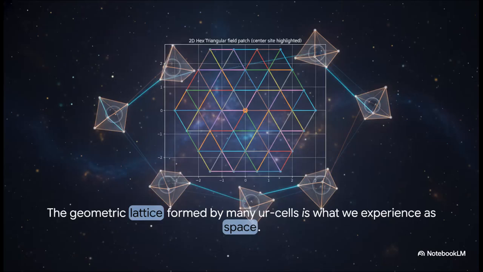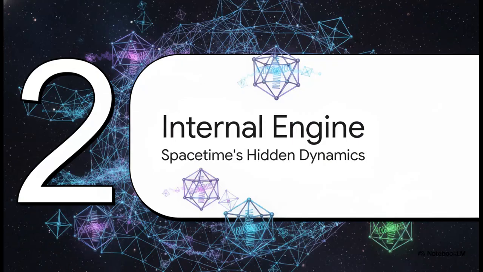And when you link these cells together, what do you get? A huge interconnected lattice. And here's the kicker. According to this model, that underlying geometric structure is what we perceive as the three dimensions of space. It's not empty, it is the space. But the real magic isn't just in the structure itself. It's what's happening inside each and every one of these cells. Think of it like spacetime's hidden internal engine.